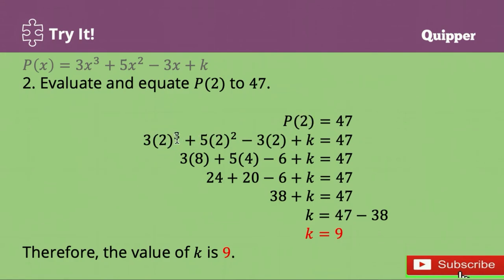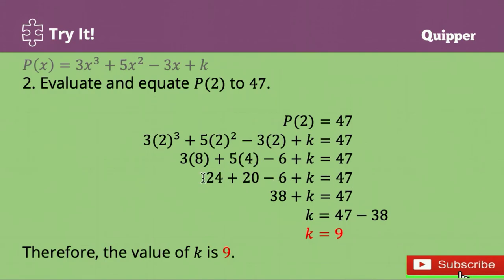Then 2 cubed is 2 times 2 times 2. Multiply 2 by itself 3 times, and that is positive 8. Then 2 squared is positive 4. Negative 3 times 2 is negative 6. Just copy plus k is equal to 47. 3 times 8 is 24. 5 times 4 is 20. Just copy minus 6 plus k is equal to 47.